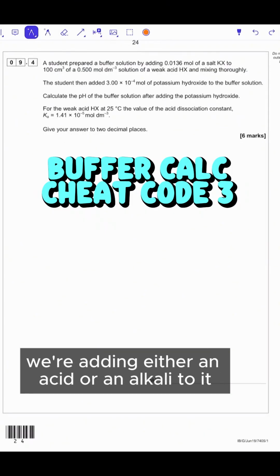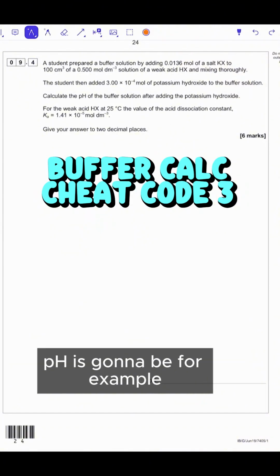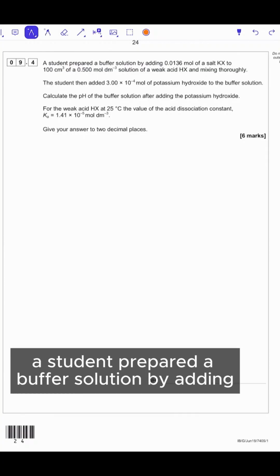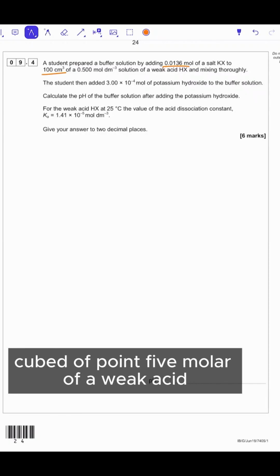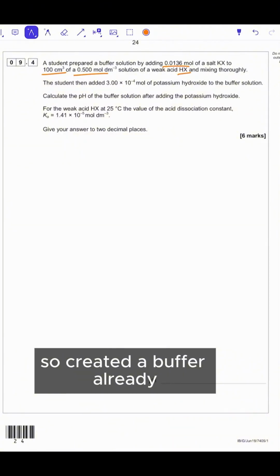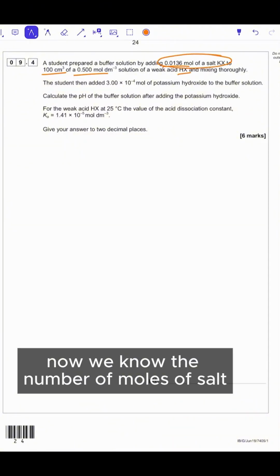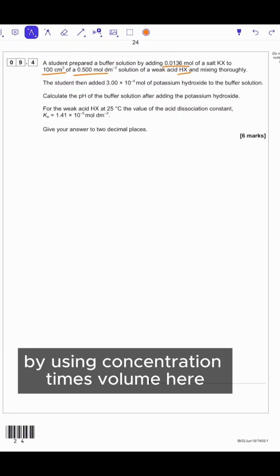It's just we're adding either an acid or an alkali to it, and we need to find out what the change in pH is going to be. So for example, in this question here, a student prepared a buffer solution by adding 0.0136 moles of a salt to 100 centimeter cubed of 0.5 molar of a weak acid HX, and he mixed it thoroughly. So they've created a buffer already. Now we know the number of moles of salt. We can easily find the number of moles of weak acid by using concentration times volume here.